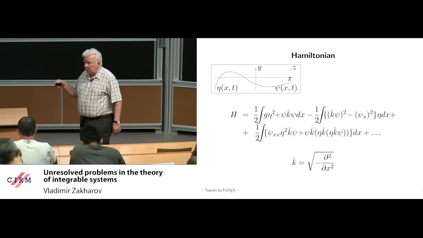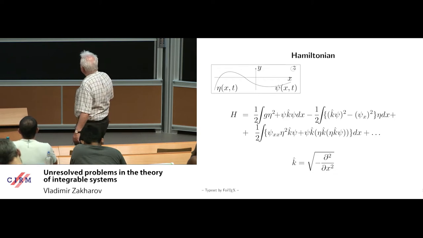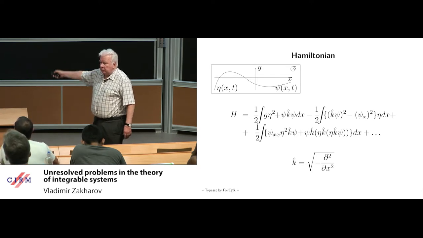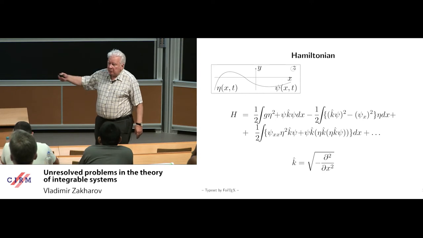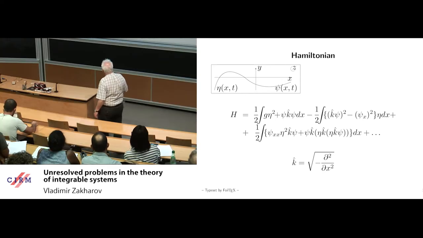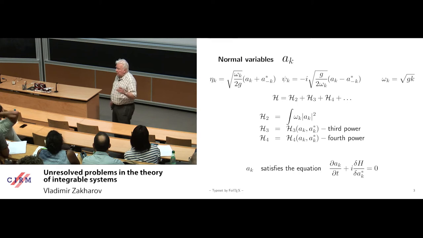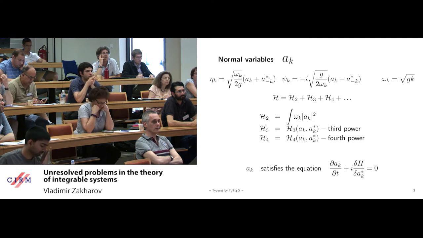the Hamiltonian can be expanded in powers of nonlinearity. Nonlinearity is the steepness, so for shallow waves, one can take the first terms. Actually it's not a problem to calculate all. It's the so-called Hadamard variation formula. You can calculate the Hamiltonian in any order. Then one can introduce normal variables, which are the classical analog of creation and annihilation operators, and the Hamiltonian will take this form.